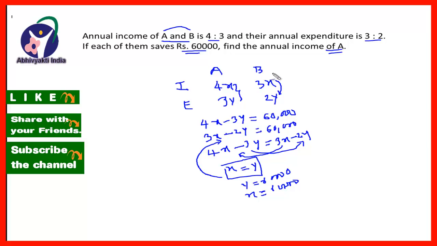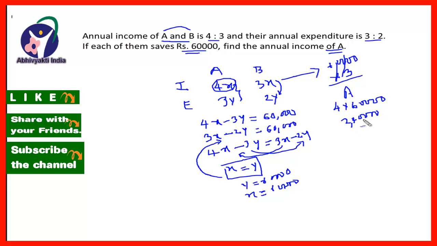And therefore we have to find A's income. A's income is 4x. So it will be 4 into 60,000. So 6 4s are 24, and then 1, 2, 3, 4 zeros. So it will be 2,40,000 rupees. And therefore the income of A is 2,40,000 rupees.